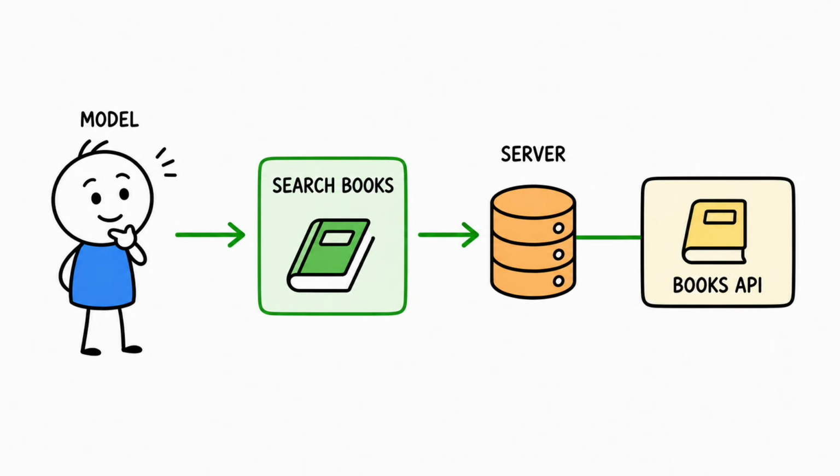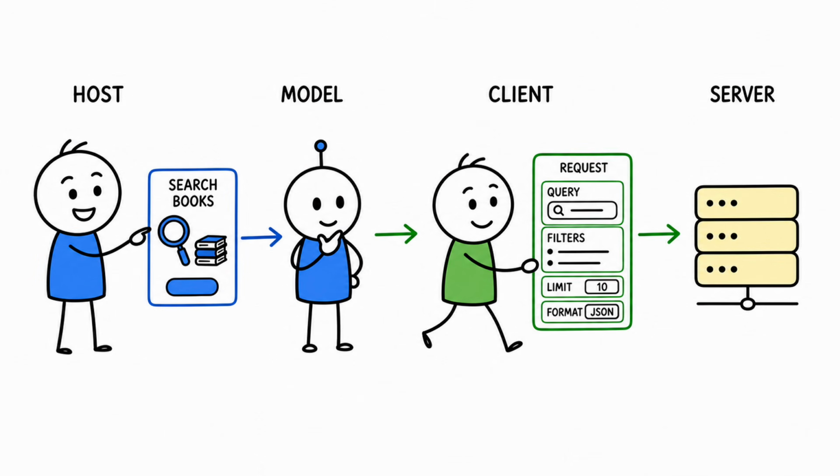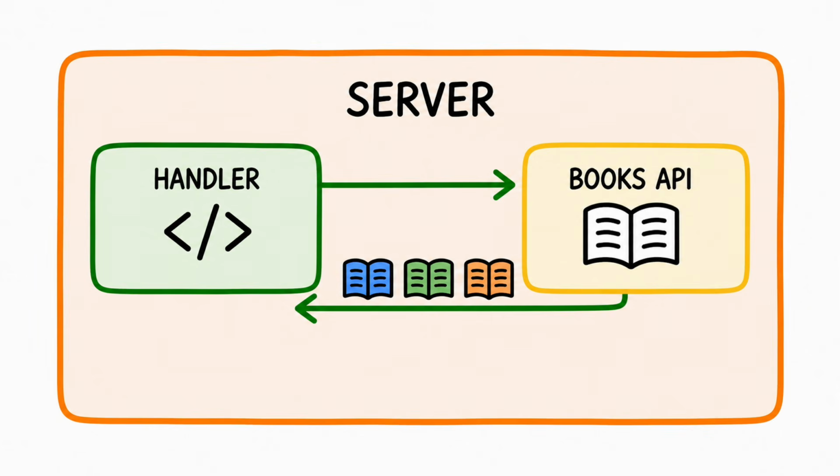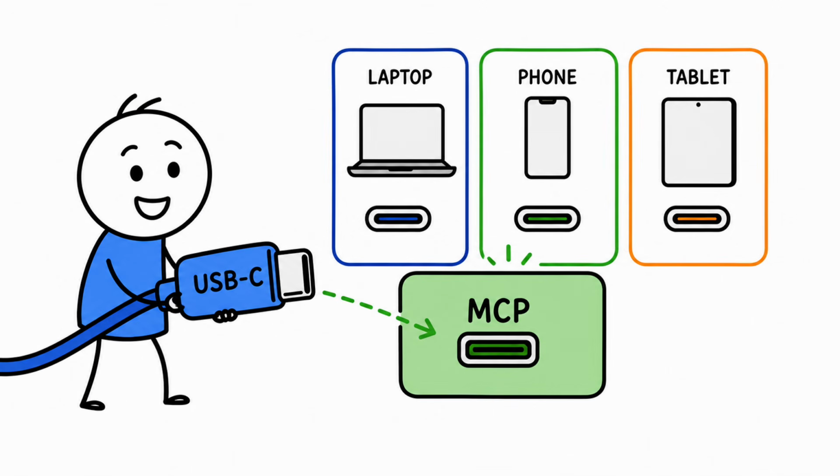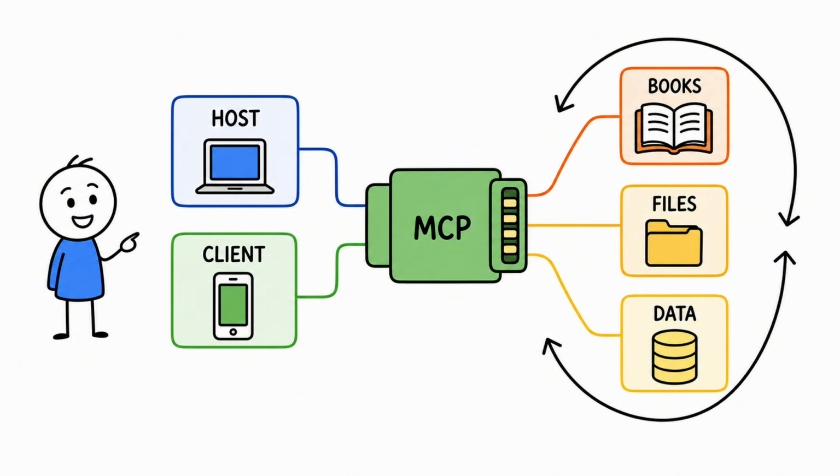The model never needed to learn how the Books API worked. The host showed it a tool, the client carried the request, and the server handled the real operation. MCP tied those steps together through one shared protocol. That is the useful USB-C idea. The systems behind the connection can change, while the way they connect stays familiar.